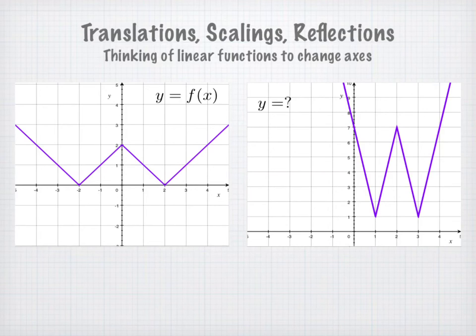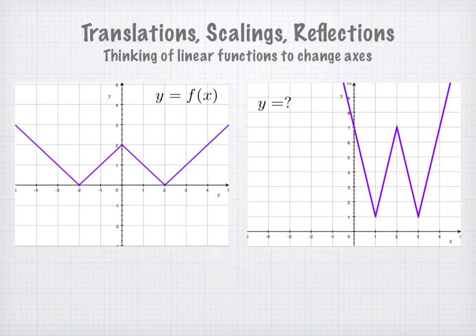So here I have an example of a function. I've got a function that I'm calling f of x, and its graph is this awesome W. And I want to figure out how to transform my graph so that my W has been stretched and shifted to the side in this way. And I want to think about this by using linear functions.